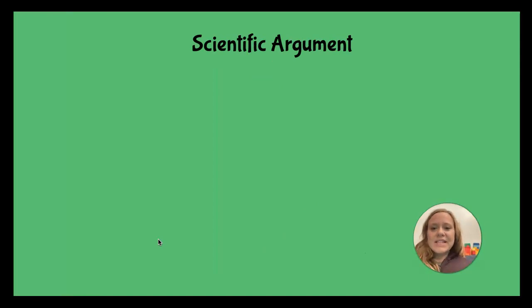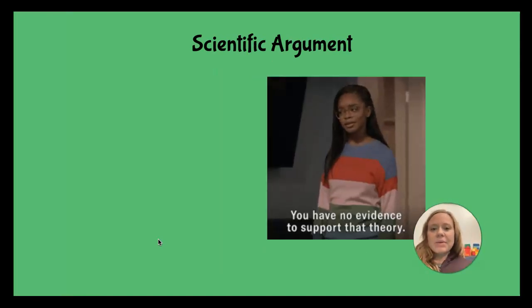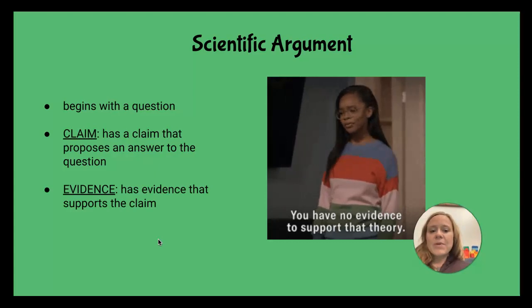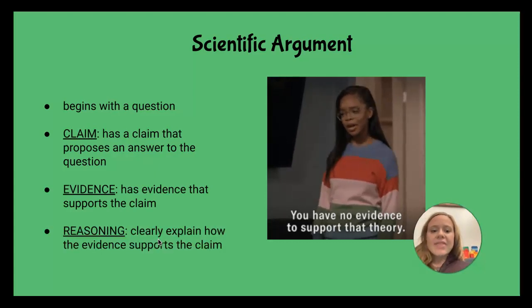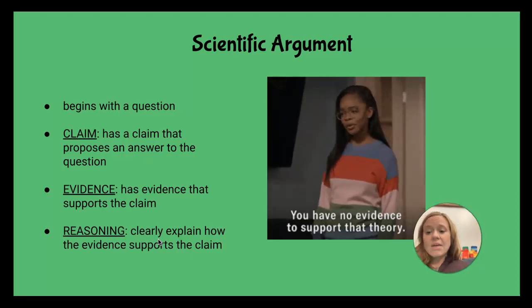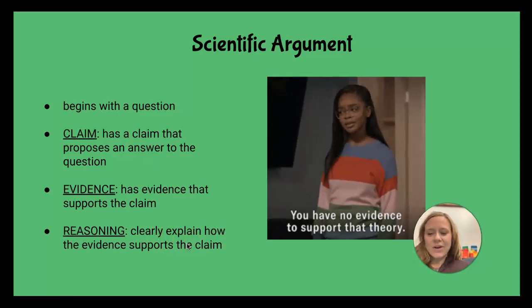Lastly, we made a scientific argument. We started with a question, and then we made a claim about what we think the answer to the question was, and then we came up with evidence to support that claim, and then we clearly explained why our evidence supports our claim. So when we're doing a scientific argument, we start with a question, we make a claim, we support it with evidence, and then we use that evidence to clearly explain how the evidence and the reasoning work together.